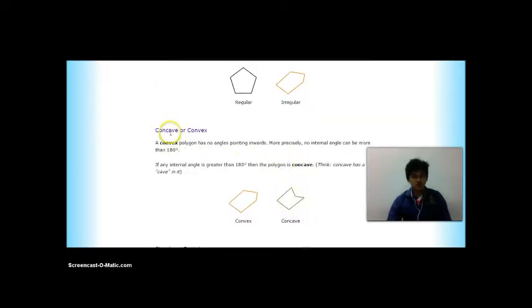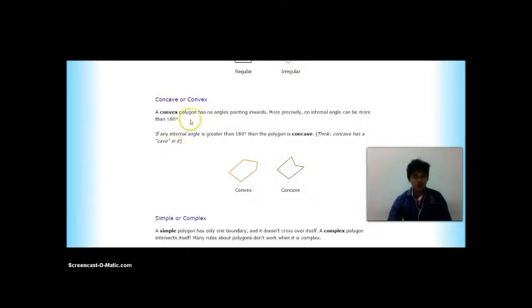Polygons also have the divider of concave or convex. A convex polygon has no angle pointing inward. More precisely, no internal angle can be more than 180 degrees, like this. This is 90, which is not so much, not near 180. So like this is concave. Concave means that if any internal angle is greater than 180, then the polygon is concave like this. You can see this angle is over 180.